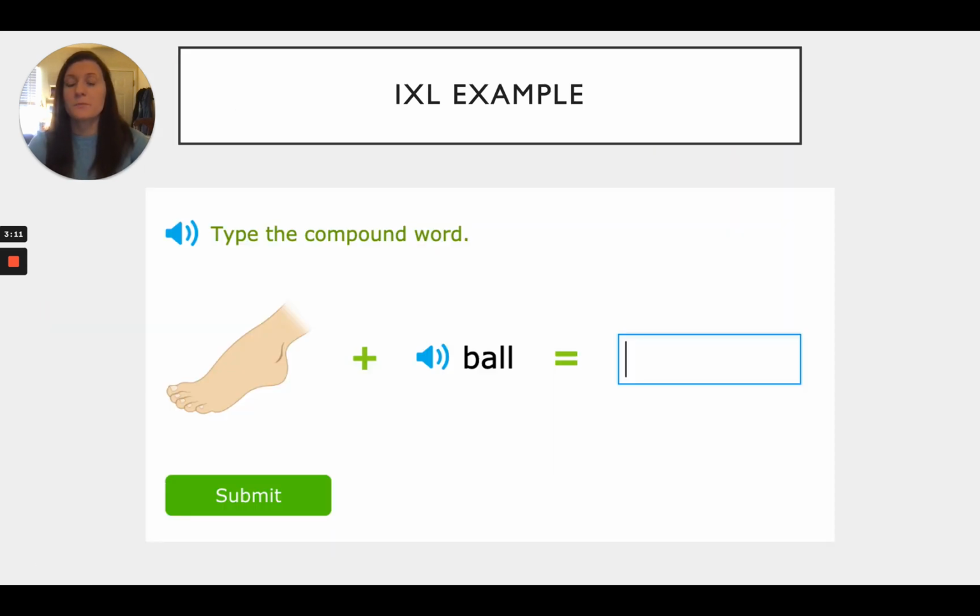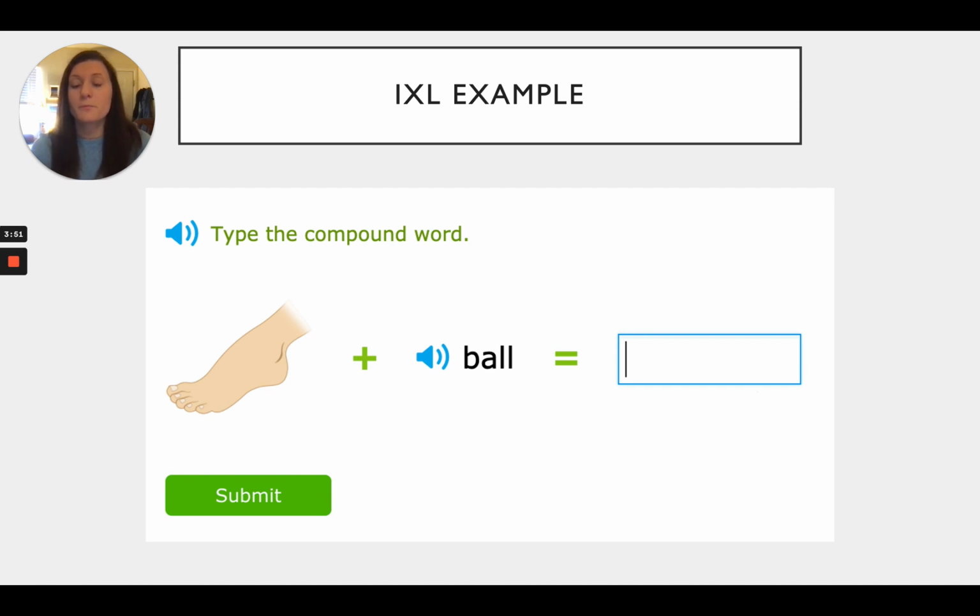All right, let's look at a couple of IXL examples here. So for this IXL example, it's going to use a picture along with a word. So the directions are telling us to type the compound word. So we have the word ball, and now we also need to figure out what this is a picture of. So we know in this picture we have a foot. So foot plus ball gives us, and in here we would write football.